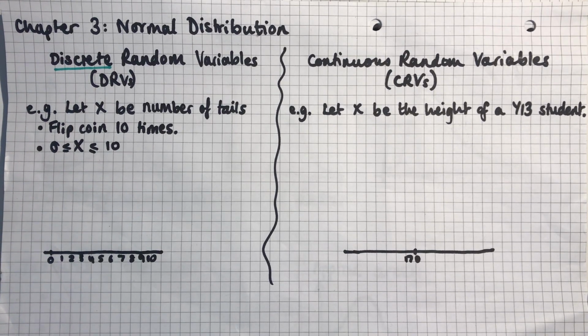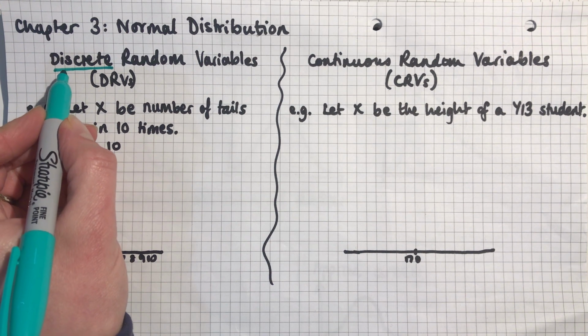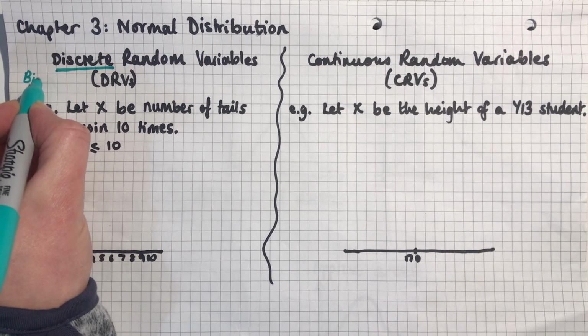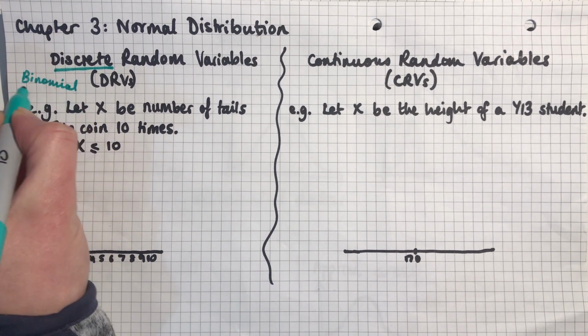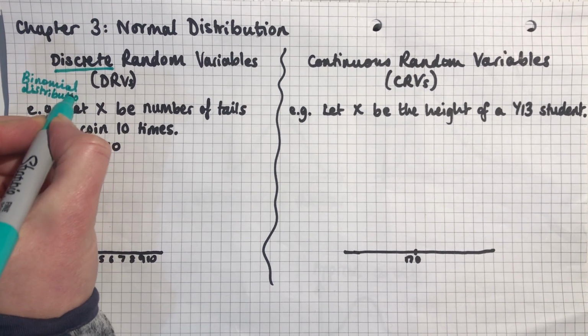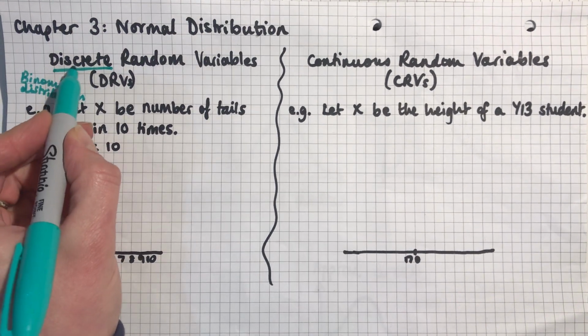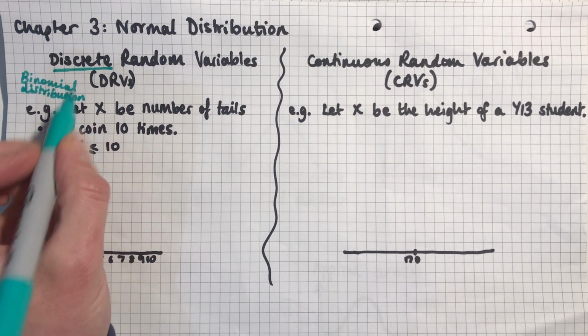Hi everyone, we're going to start learning about the normal distribution today, which is chapter 3 in our year 2 book. So the normal distribution is a statistical distribution. You've learnt about some of these already. You learnt about general discrete random variables in year 12, and specifically you learnt about the binomial distribution. And the binomial distribution is an example of a discrete random variable. Discrete meaning, of course, that the data is countable and it can only take particular values.